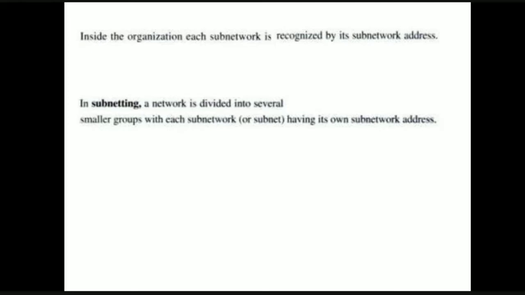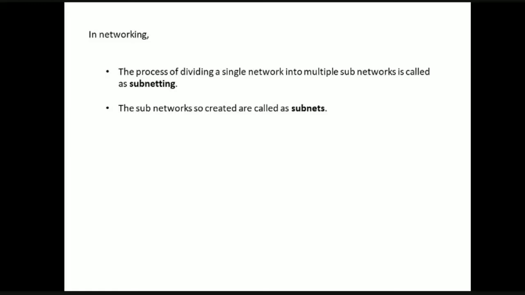In short, what can we call subnetting? In subnetting, a network is divided into several smaller groups, and each subnetwork will have its own subnetwork address. So finally, the process of dividing a single network into multiple subnetworks is called subnetting. And the subnets are the smaller networks created from the process of subnetting. Subnetting is the process, and subnets are the smaller networks we have created by doing it.